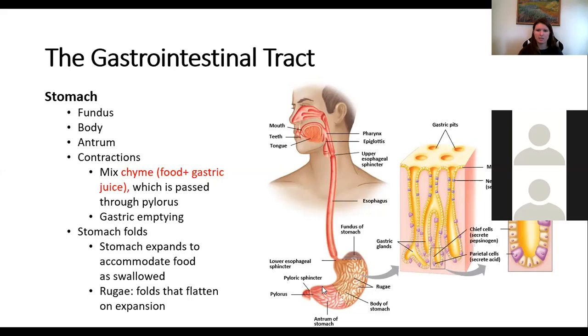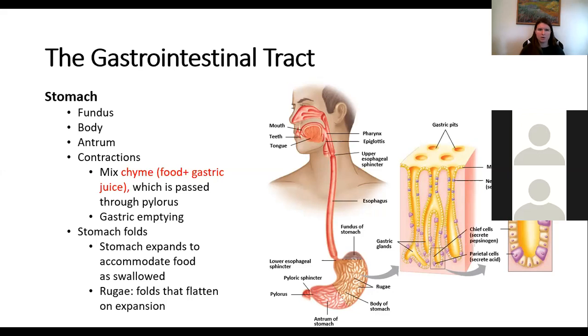And then as we move into our small intestine, we have a part of the stomach called the antrum. The antrum is really specialized for contraction. The antrum's job is to squeeze stuff into your small intestine slowly. And we did look in lab at the pyloric sphincter. That's right before we go into the small intestine.